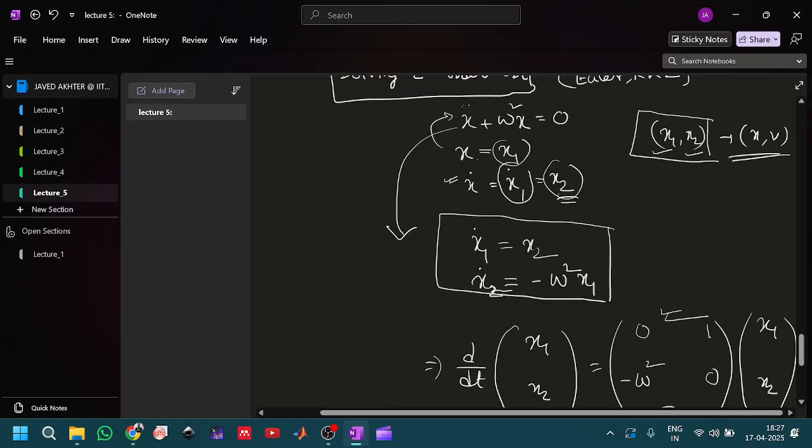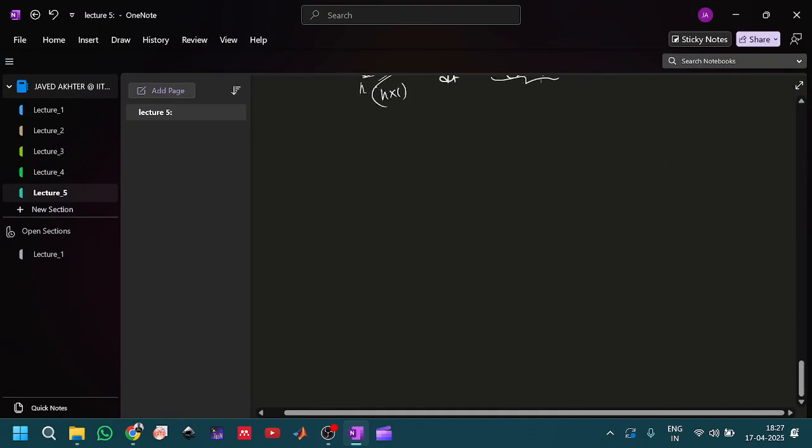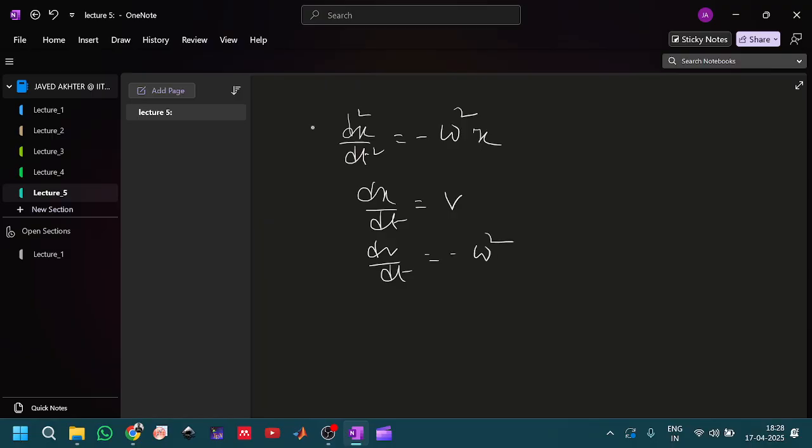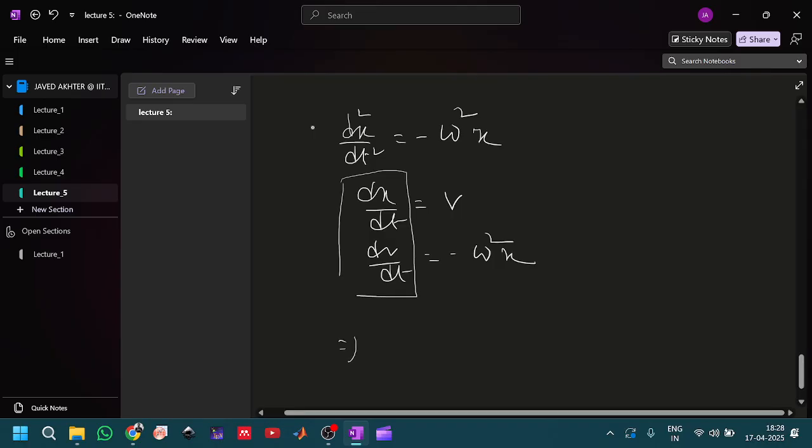So what we have done is basically exactly the same thing we did earlier. We have this equation d2x dt square equal to minus omega square x. So we have written down dx dt equal to v, and dv dt equal to minus omega square x. So this x and v, you can write as d dt of x v as a matrix, and here we have v, minus omega square x as a matrix.